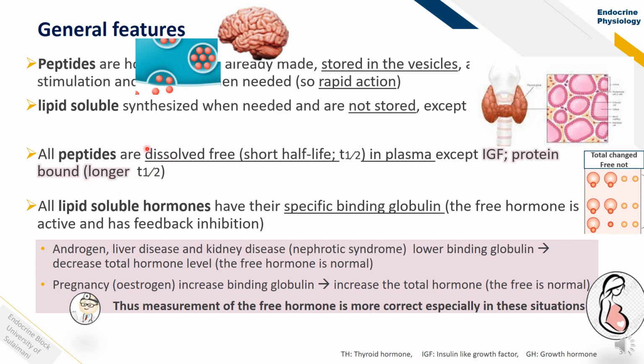While generally peptides have a short half-life because they do not need protein to transfer them. They dissolve freely in water in plasma. Unlike lipid-soluble hormones, which are the opposite: they have their specific binding globulin. That's why for these hormones we hear the terms free hormone and total hormone. The free hormone is the one that is active and causes feedback inhibition.